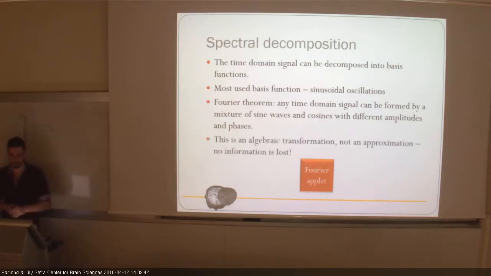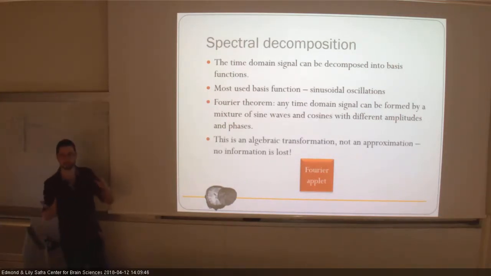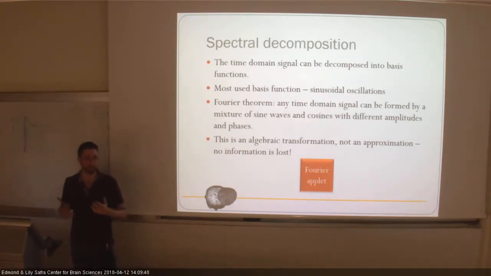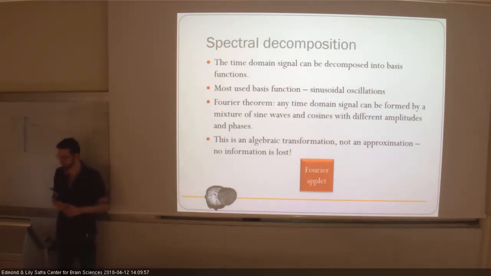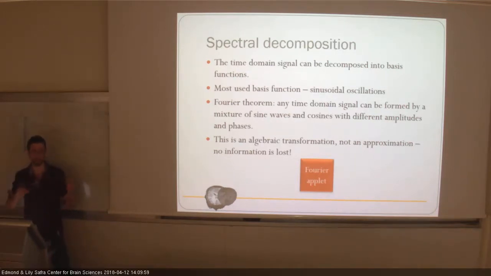It's important to understand that we're not taking a function and approximating it, getting as close as we can with a sum of sine waves. This is a transformation, so no information is lost. We can go back and forth. It's just the way we turn the space.